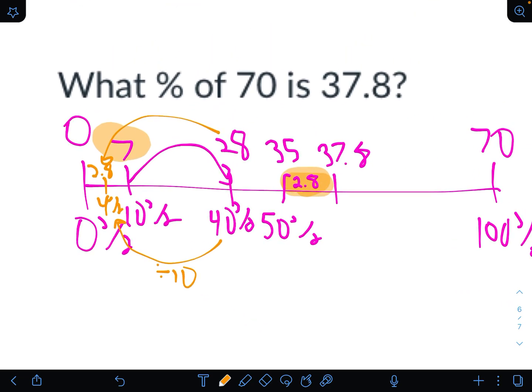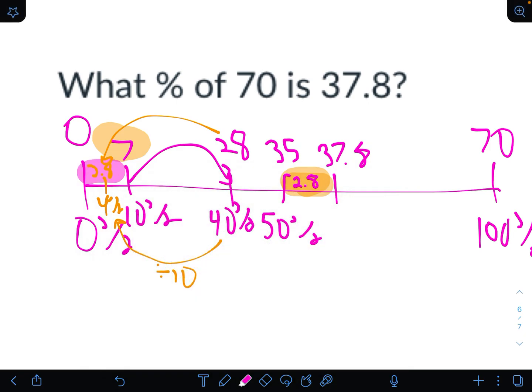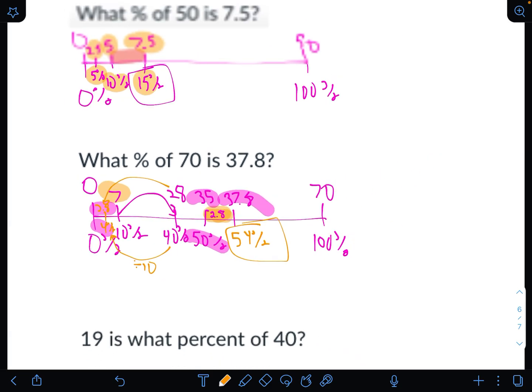So I do 2.8 plus 35 gives me 37.8. Let me change colors so we can kind of see that a little better. 2.8 plus 35 is 37.8. So 4% plus 50 gives me my total of 54%. How cool is that? Do I got another one?